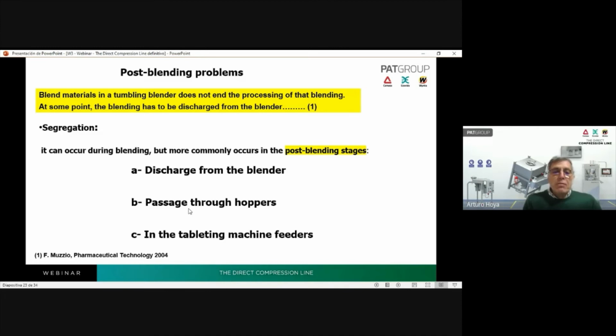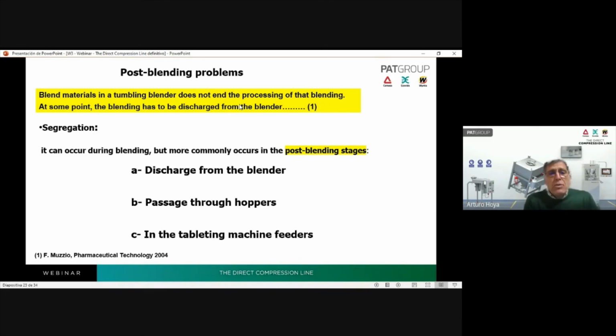And I want to quote Fernando Muzzio, expert in blending, solid blend from Rutgers University, New Jersey. He wrote, blending materials in tumbling blenders does not end the processing of that blending. At some point, the blend has to be discharged from the blender. For me, this quotation is very important, and keep in mind that after blending problems could appear. For example, segregation, the typical one.